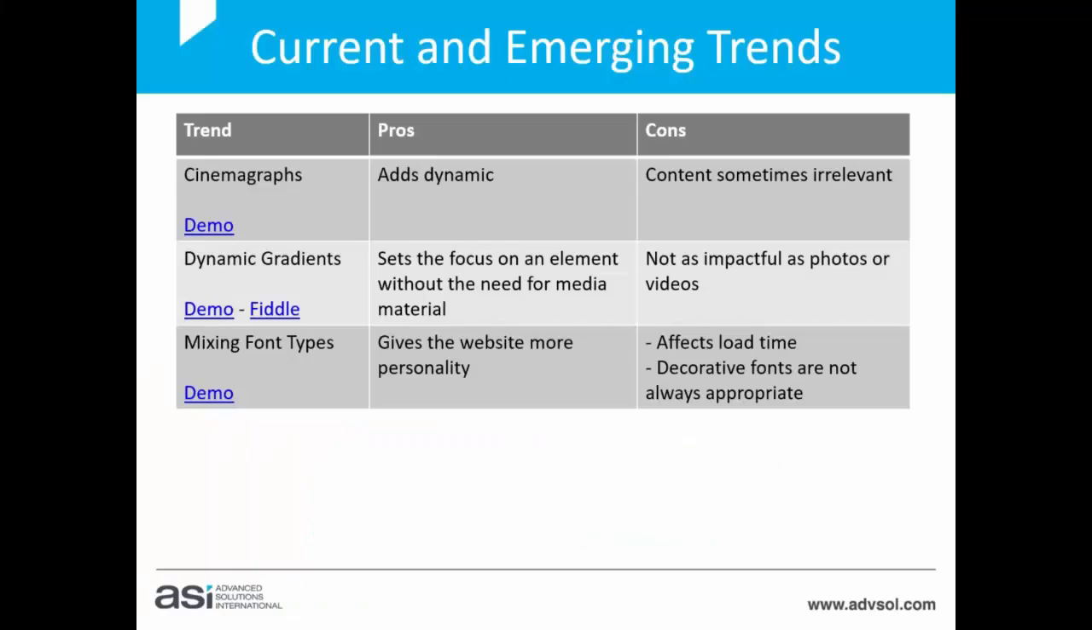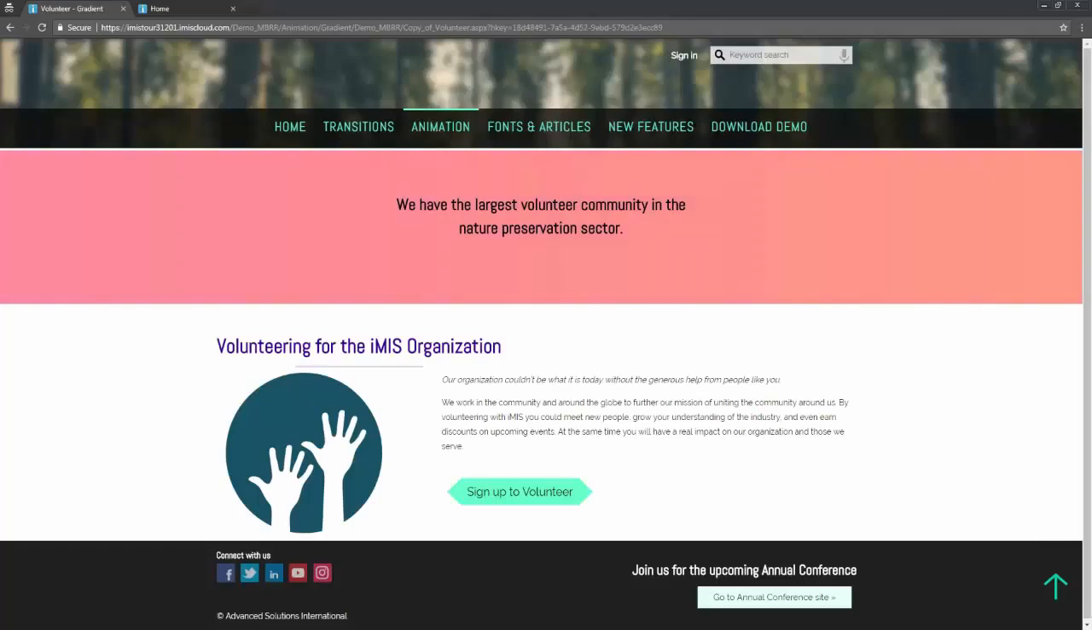Another great way to set the focus on an element on your website is to use dynamic gradients. This is particularly good if you do not have the media material to create a cinemagraph. On this demo page here, I have added a gradient that is entirely animated using CSS keyframes.